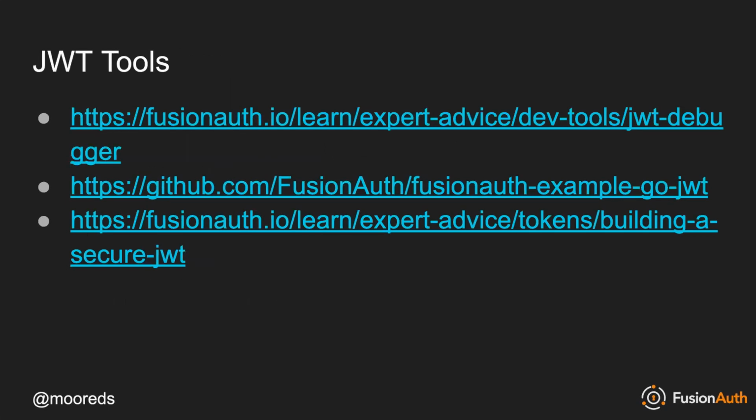Quick tools, and I'm almost done. This is the second to last slide. Here's one of the debuggers out there. Again, there's a number of them. Here's the example code that I just went through, and then I wrote about 3,000 words on how to build a secure JWT from a bunch of different perspectives. And if you're interested in learning more, I'd suggest reading that.